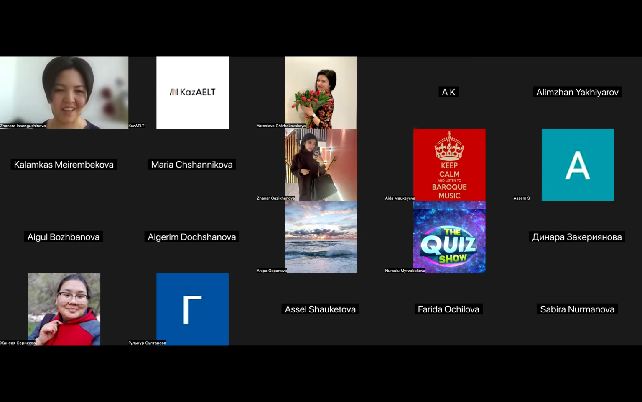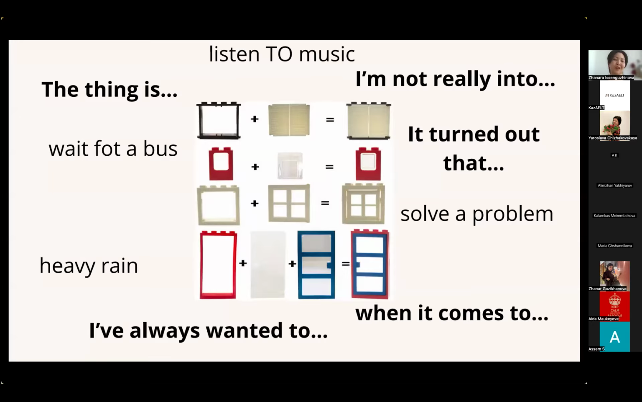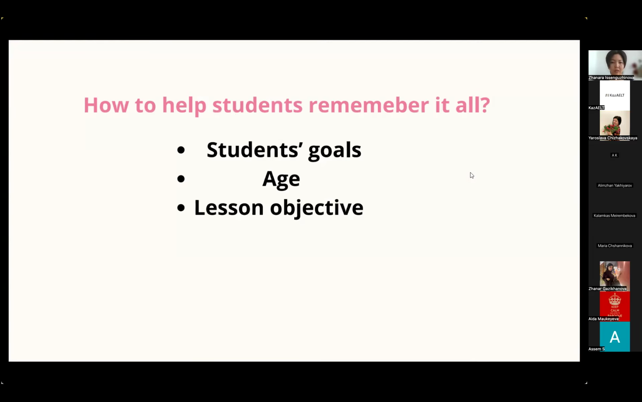Okay. All right, guys. Well, actually, I'm sorry to break it to you, but it's impossible to help them remember everything. So we kind of have to come to terms with that. They won't remember everything. As much as I hate to admit that, here is some home truth. They won't remember everything, but we can help them remember something they actually really need. And to do so, of course, we need to take into account things such as students' goals, their age, and of course, lesson aims, lesson objective.